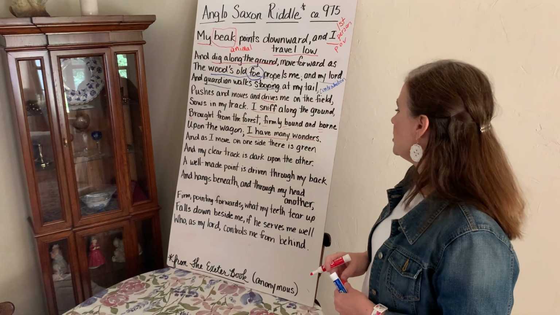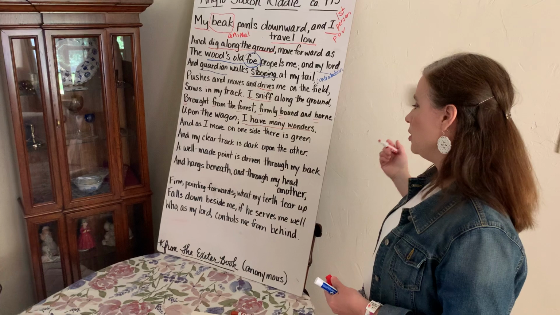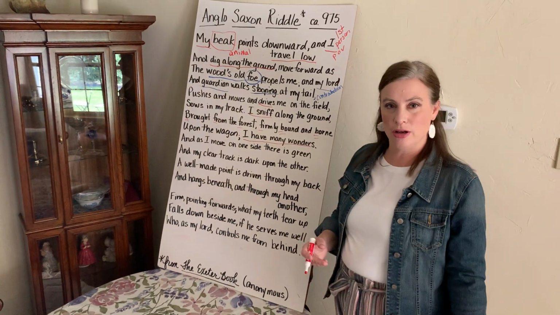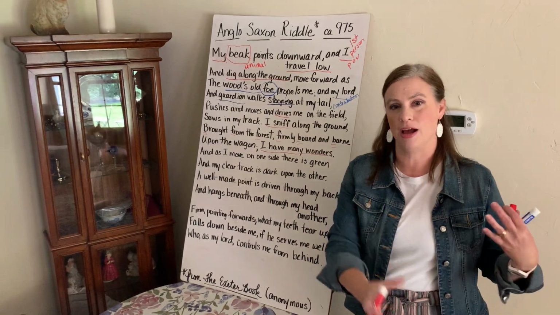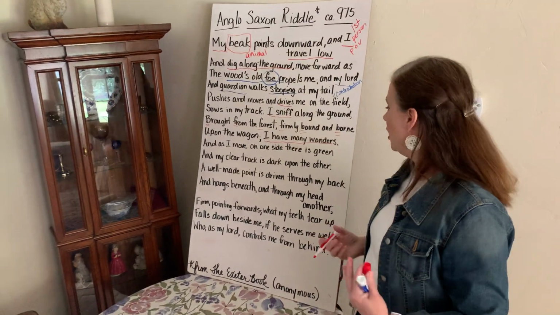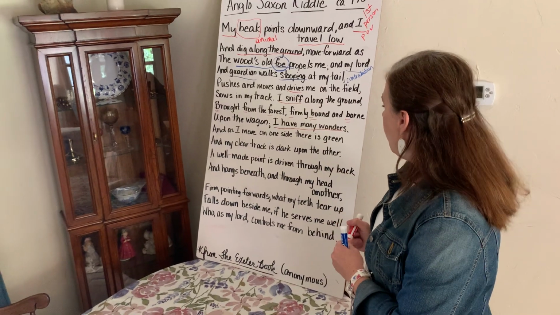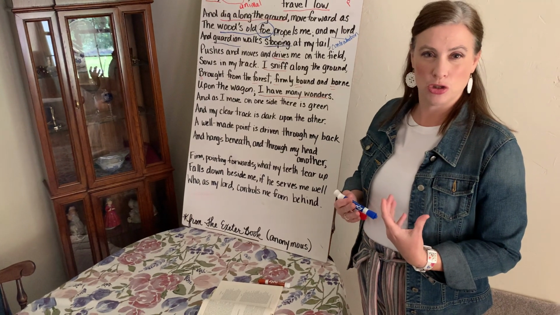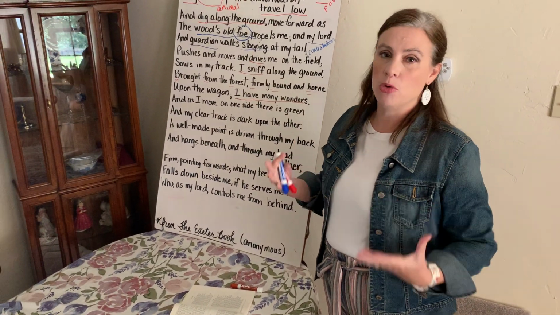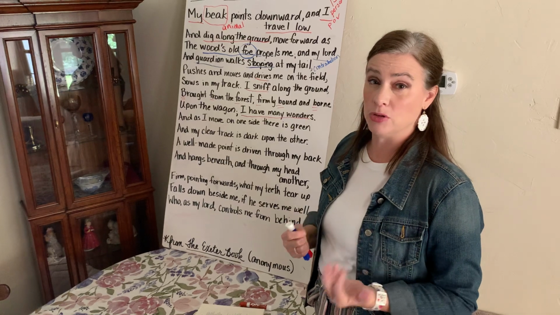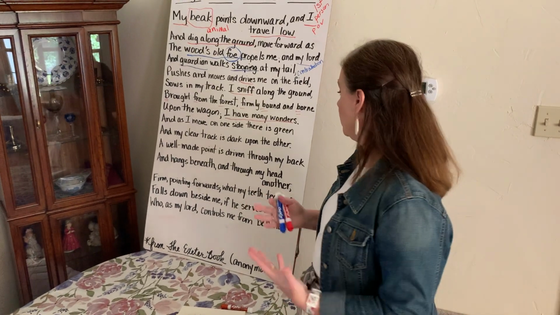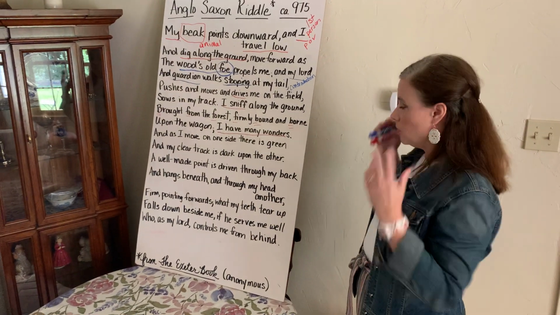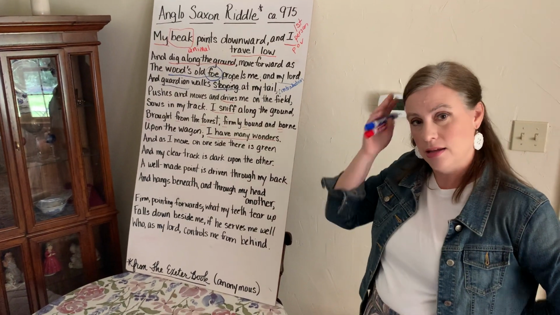And as I move, on one side there is green, nature, and my clear track is dark upon the other. So he's turning up the ground, but he's making it dark and ready for seeds. A well-made point is driven through my back. Ouch, right? Again, we have more personification where this plow is able to feel and is kind of acting like an animal here, and hangs beneath, and through my head another. So the plow has a back and a head.